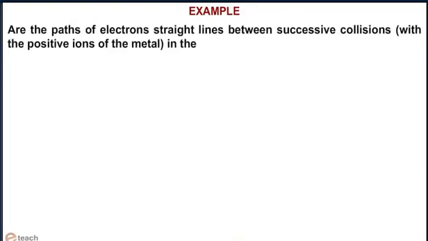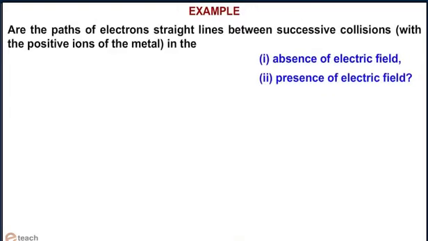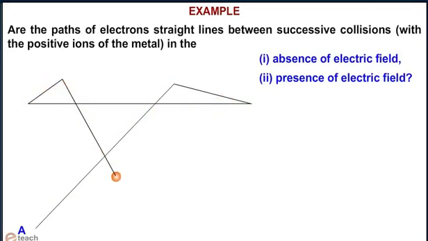Now a question arises whether the paths of electrons are straight lines between successive collisions with the positive ions of the metal. The answer is that in the absence of electric field, the paths are straight lines. In the presence of electric field, the paths are in general curved.